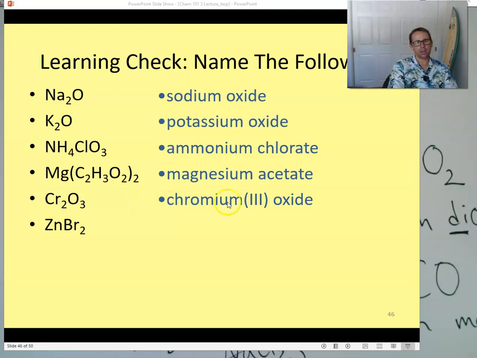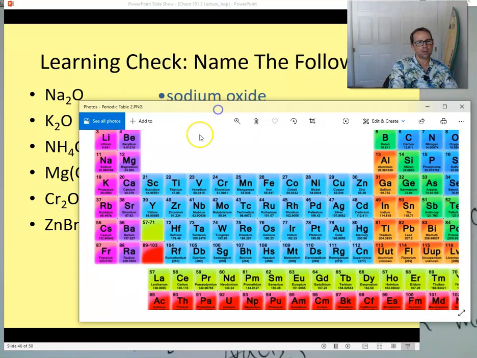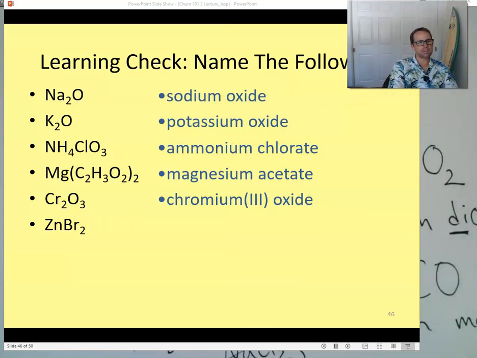Chromium 3 oxide. We knew we had to include the 3 because it's a transition metal, right? Transition metal. Very good. How about this last one here?